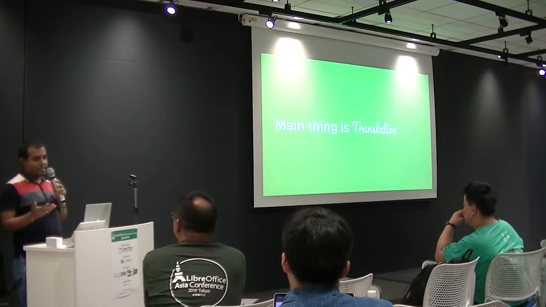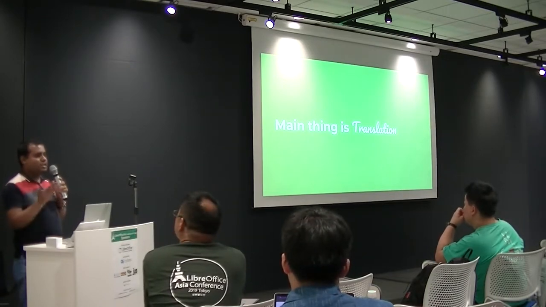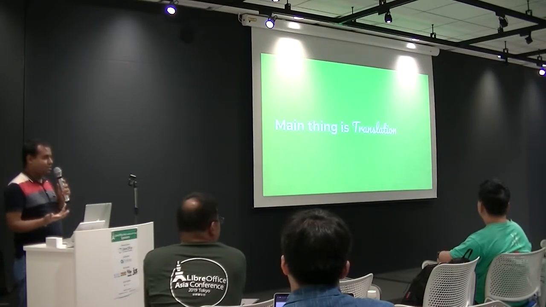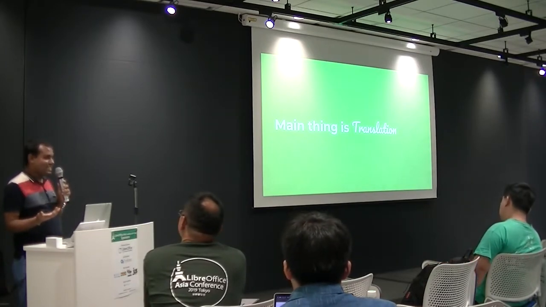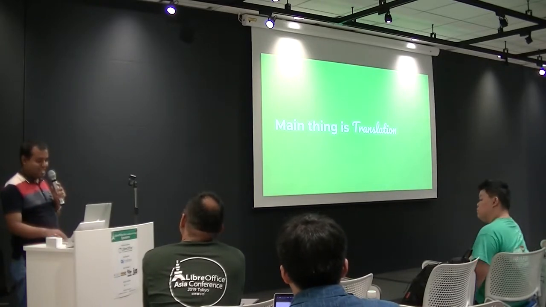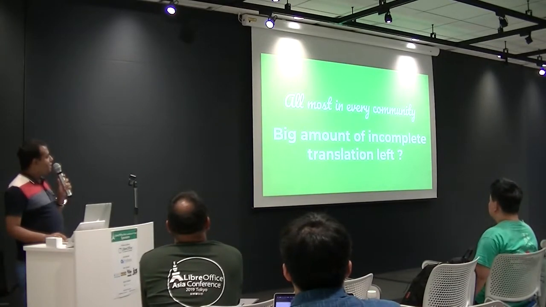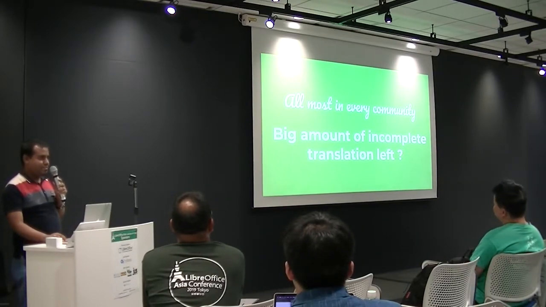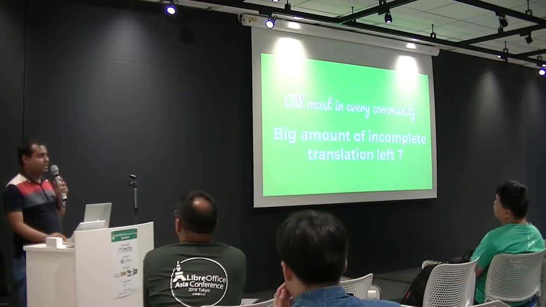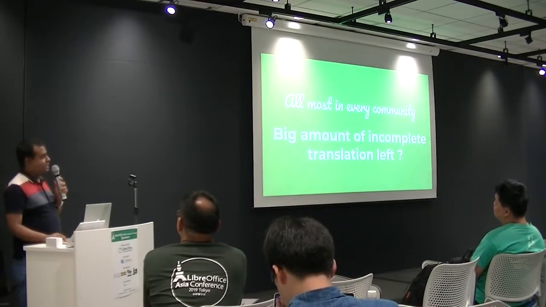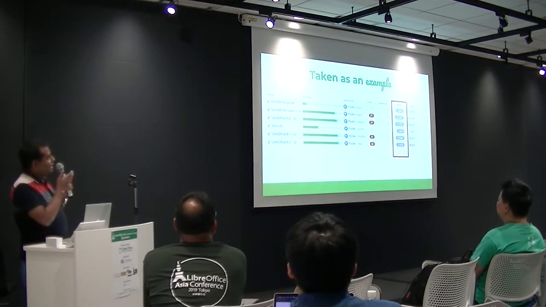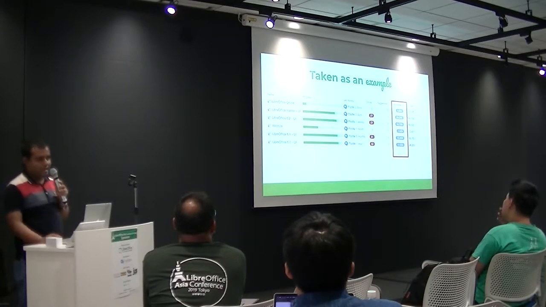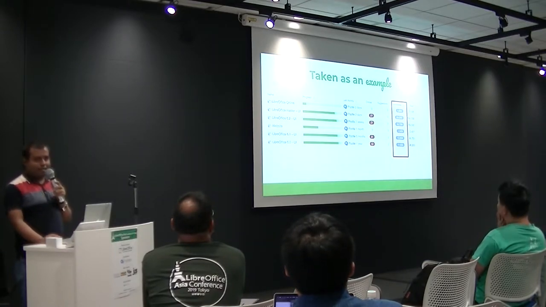Because if we don't have the translation, then we cannot show this on our website, or maybe we cannot finish our product, LibreOffice. Am I right or wrong? We need the translation. That is the main thing. So in almost every community, a big amount of incomplete translation is left. You can check in the portal, and there is some reason why. For example, you can see the incomplete translation status stats, which are already marked in red.